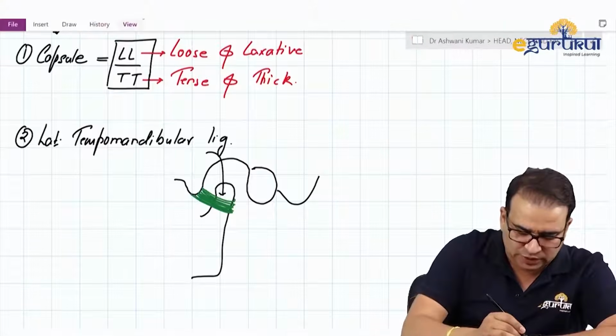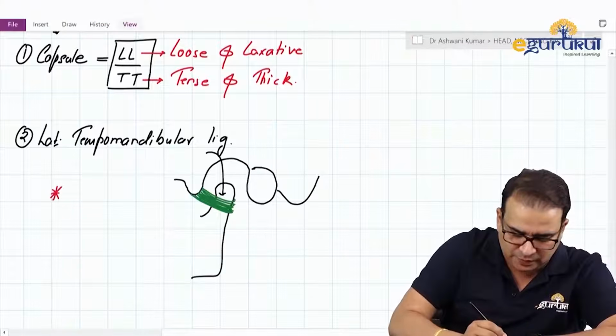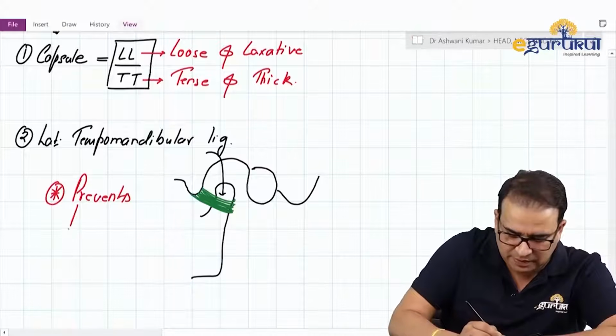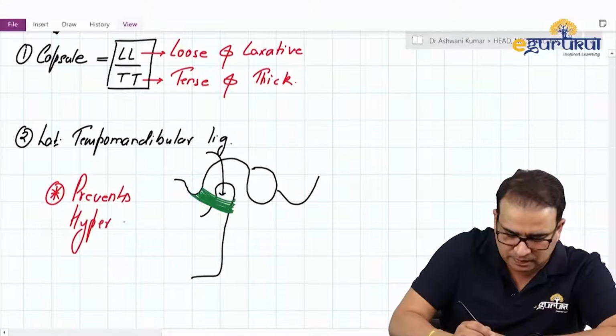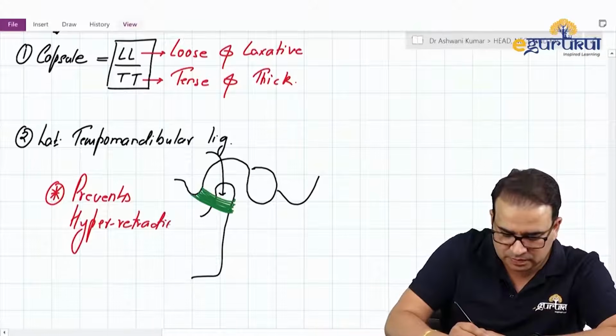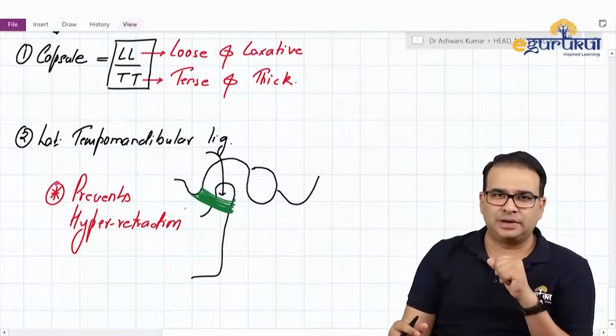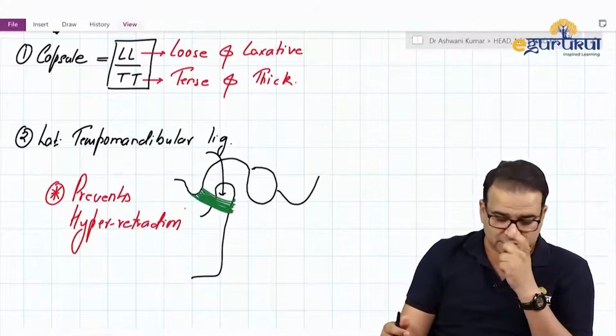So what is the function of the ligament? We said it prevents hyper retraction. The mandible should be allowed to come back to its original position and not go beyond that certain point. So it just prevents the hyper retraction.